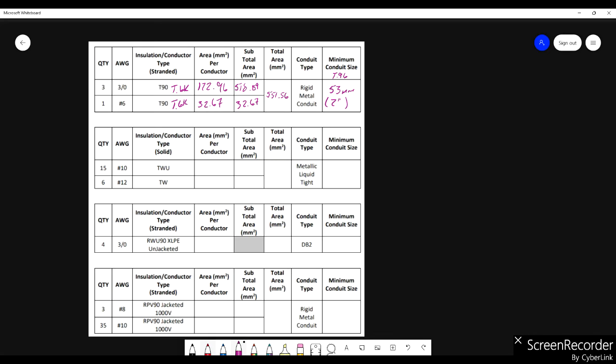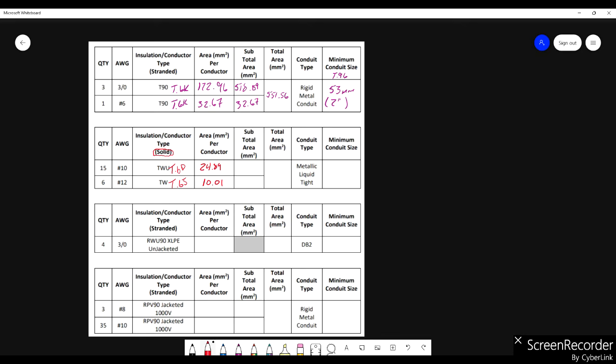All right, next one, let's get another color here. I'll go back to red. So we have 15 number 10 TWUs. Again, pay attention to this, it's solid. Right? And we have 6 number 12 TWs. Right? So for the TWU, you should be referencing table 6D. And for the TW, referencing table 6J. You go through those tables and you'll see per conductor it's 24.89, and for the number 12s 10.01.